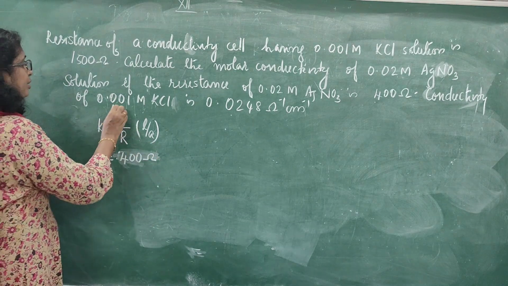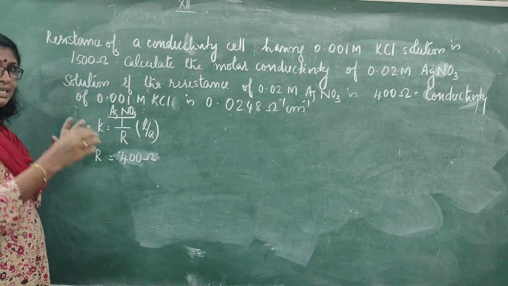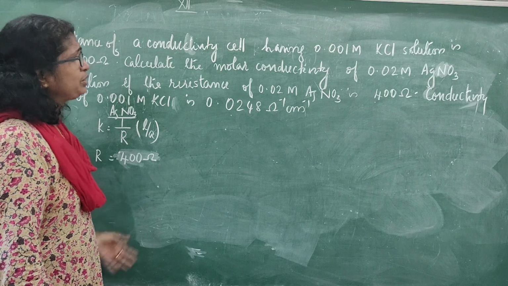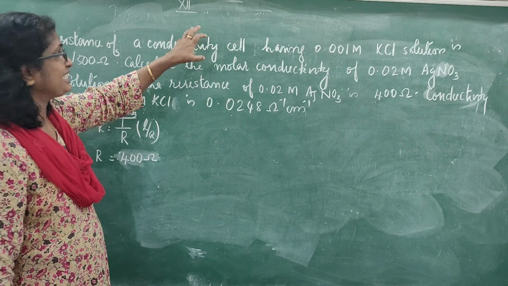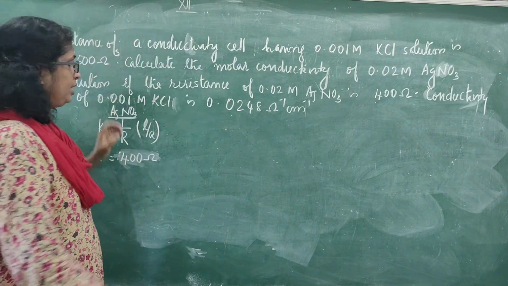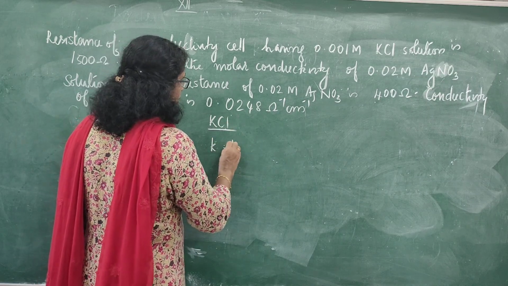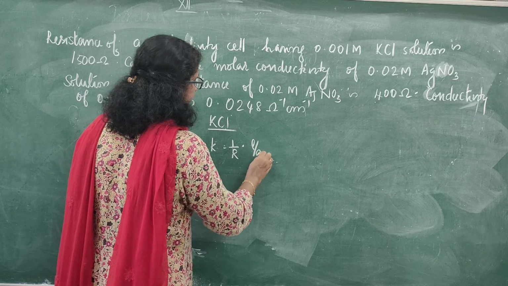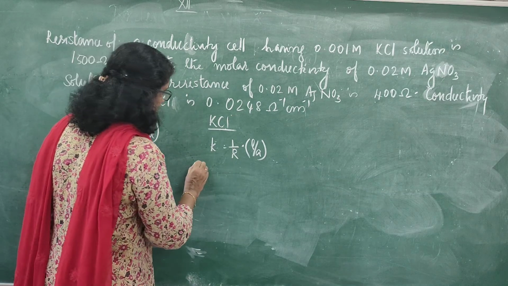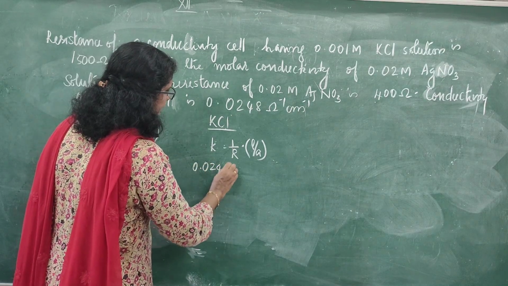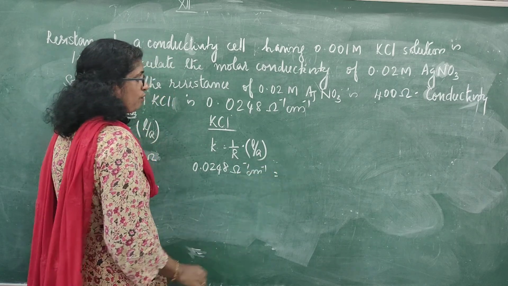Now you will have to calculate the cell constant L by A of that particular conductivity cell. How to calculate that? For that you are given the conductivity and the resistance of potassium chloride solution. For potassium chloride solution, K is equal to 1 by R into L by A. K is given, K is equal to 0.0248 ohm inverse centimeter inverse.